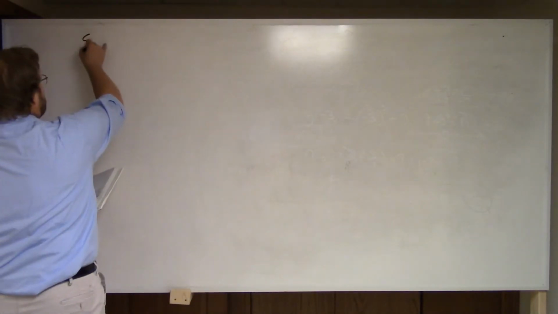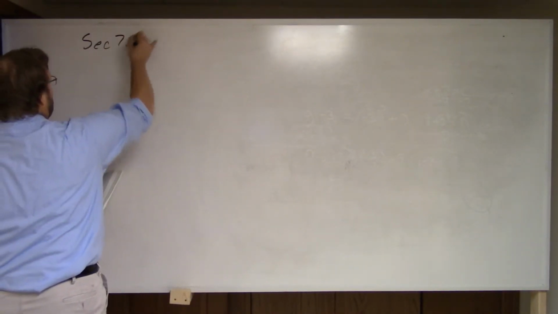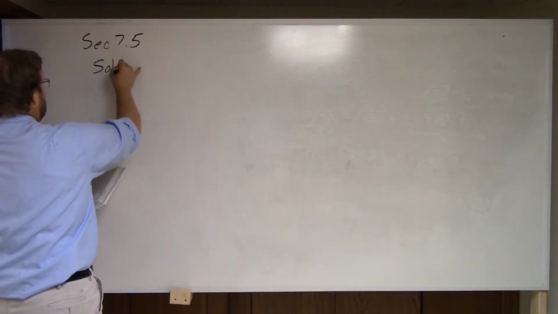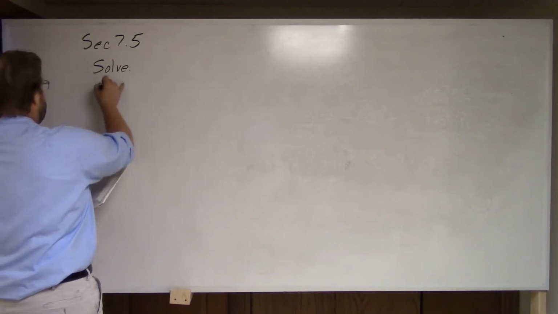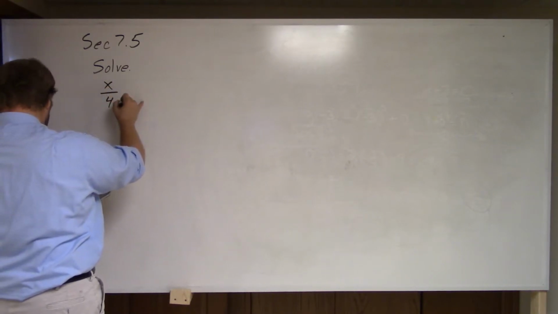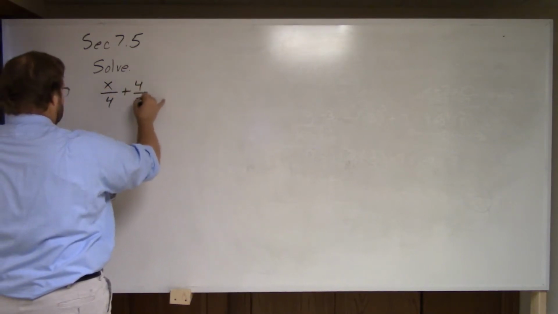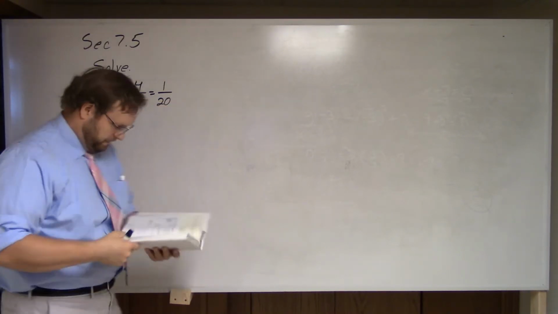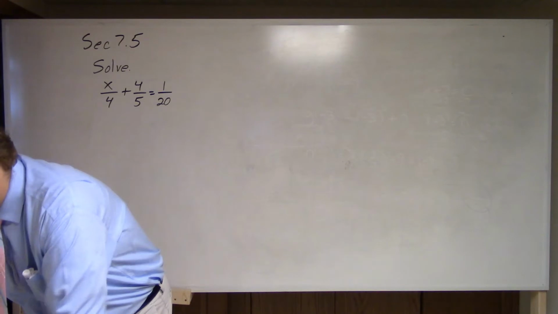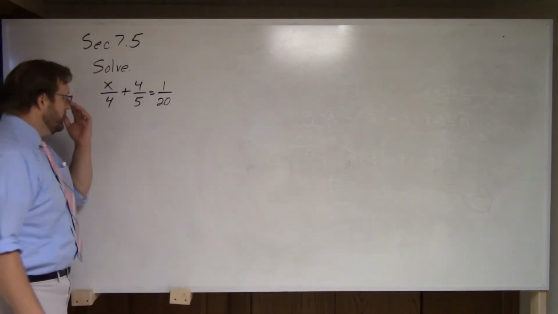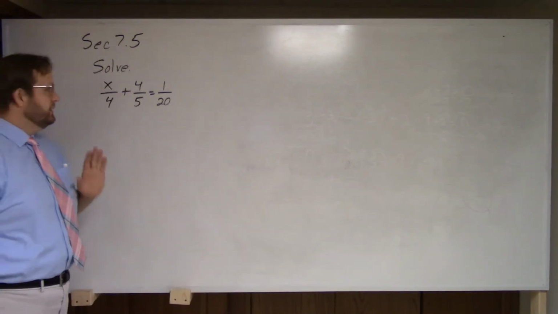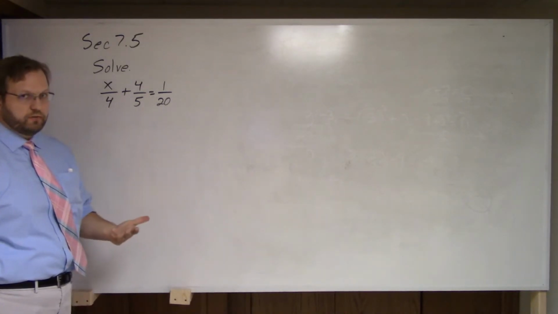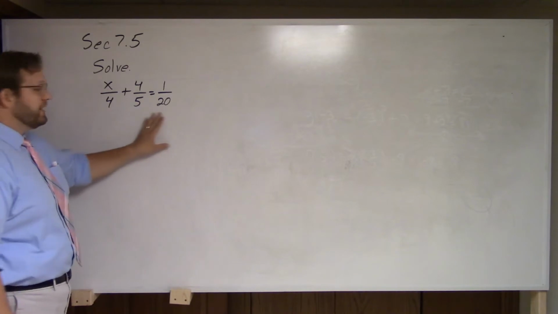Again, this is section 7.5. We're solving rational equations, and I'm just going to say solve. Let's say we have that. Okay. Now, this is really nothing different than what we would have seen back in chapter 2 when we were just introducing the solving of equations. Okay, we have fractions here.